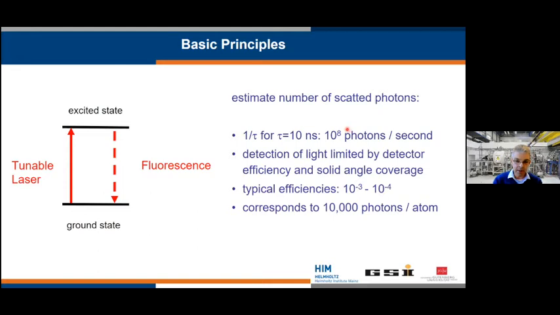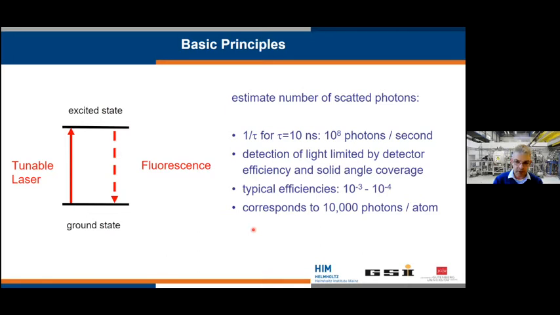However, if we really detect the fluorescence light, say by a photomultiplier, then we usually have a limitation, first of all, by the detection efficiency. This is normally not so much of a problem, but the solid angle coverage can indeed be a problem. Just for practical reasons, you don't always get the detector as close to the atoms as you would like. So very often typical overall efficiencies of optical detection systems can be as low as 10^-3 to 10^-4, which would still correspond to about 10,000 photons per atom. This is in principle, if you have a low background environment, sufficient to make an image of a single atom.